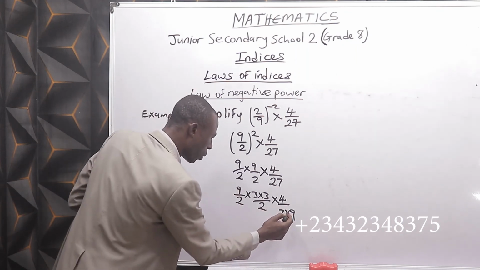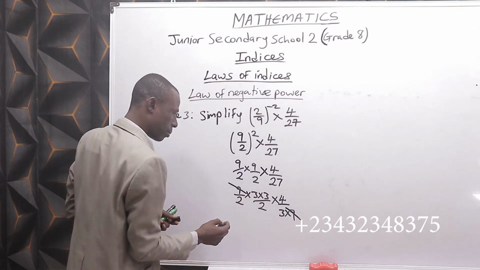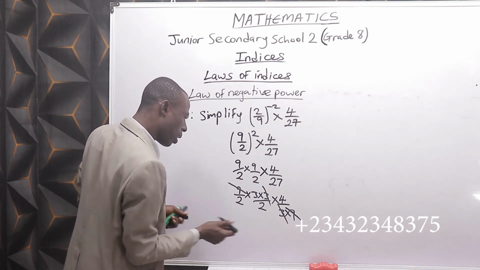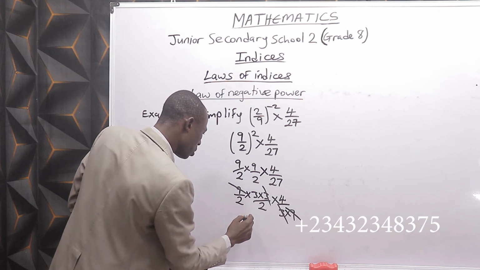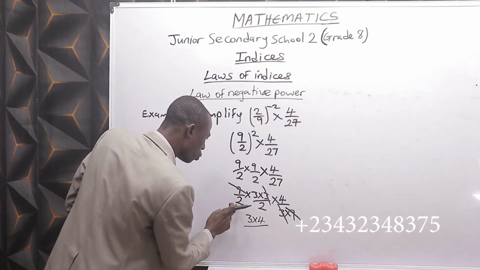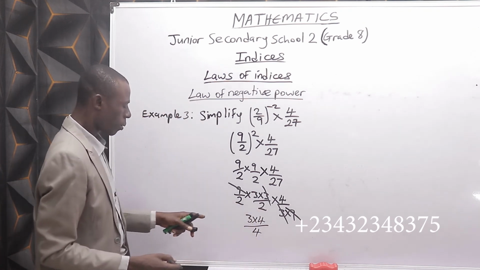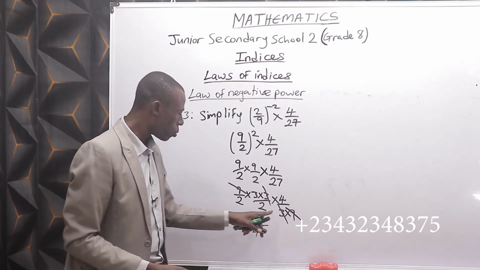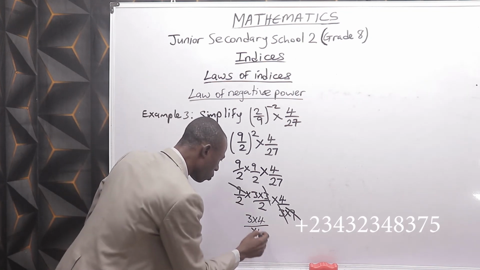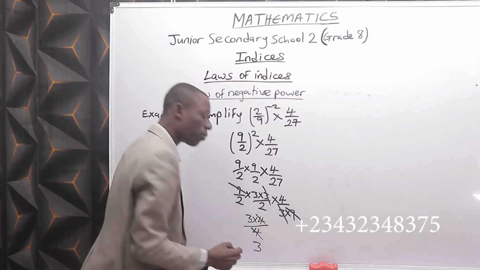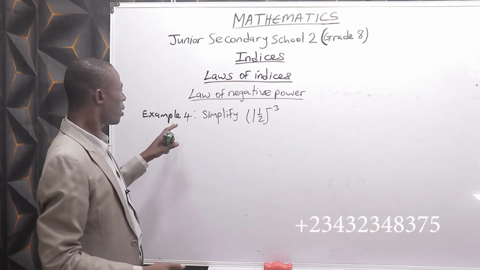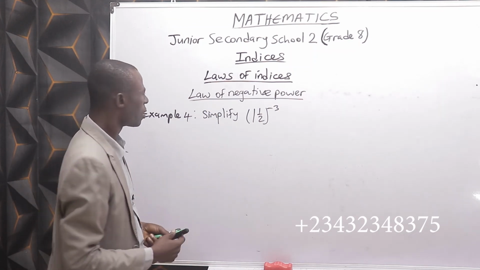I break it this way so that 9 is able to cancel 9, and 3 is able to cut this 3. And we have what left? At the numerator, we have 3 times 4 over 2 times 2 is 4. We have at the denominator 2 times 2 times 1, which is 4. So this 4, we take care of this 4. The final answer is 3. And that is it.